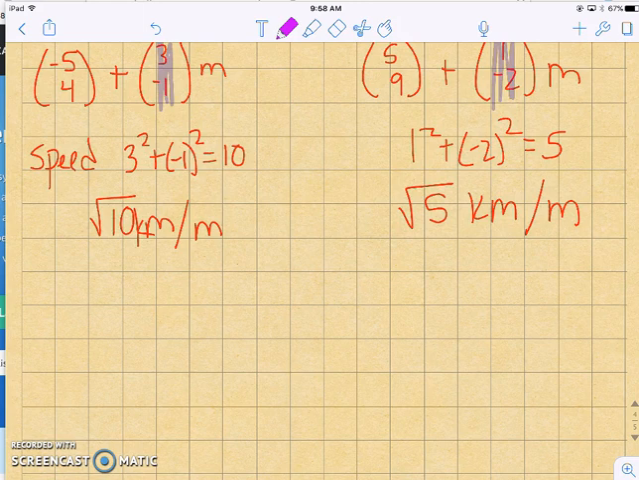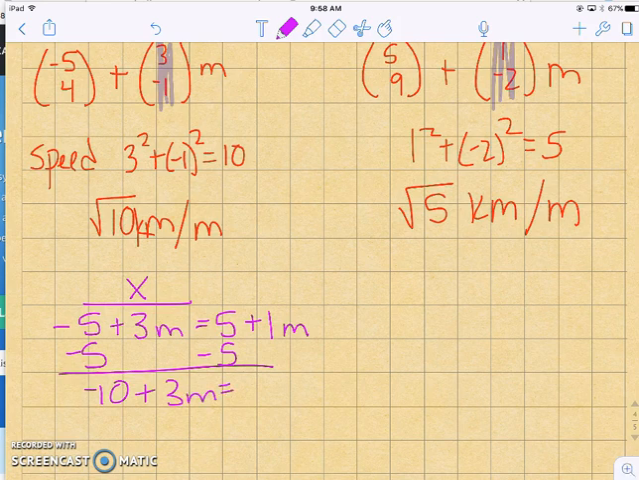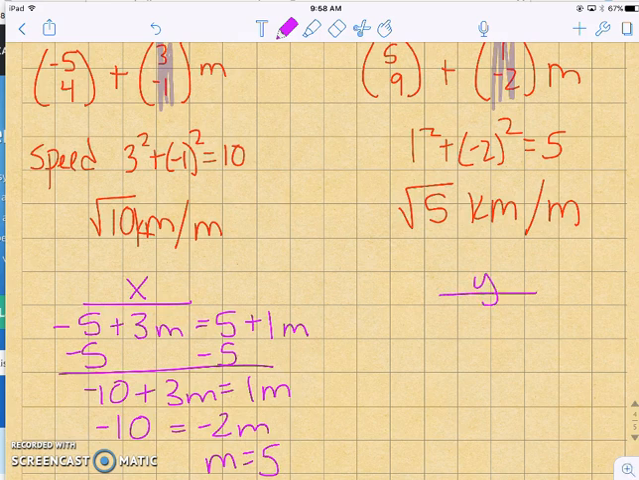So we're going to look at our x's. So negative 5 plus 3m equals 5 plus 1m, minus 5, minus 5, negative 10 plus 3m equals 1m. So that would be negative 10 equals negative 2m. So m equals 5. And then our y's, 4 minus 1m equals 9 minus 2m.